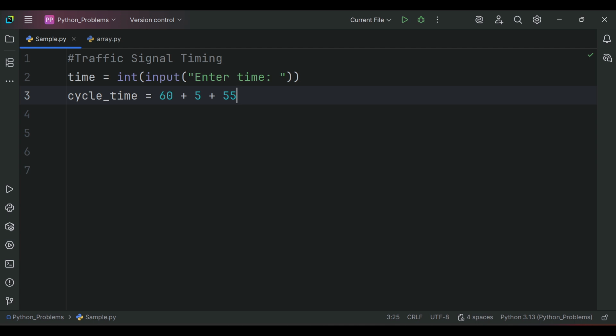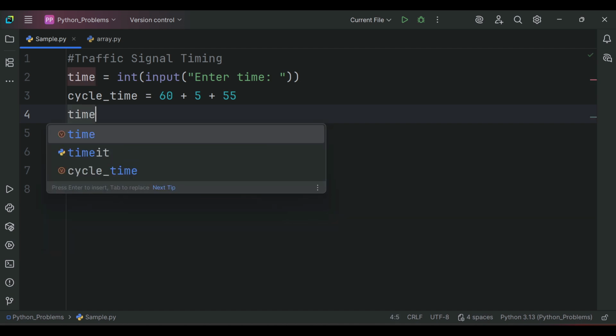Suppose 120 seconds is the complete time for one traffic signal. At a particular traffic signal, the green light will be on for 60 seconds, the yellow light for 5 seconds, and the red light for 55 seconds. This is the cycle timing, and for this cycle the total is 120 seconds.